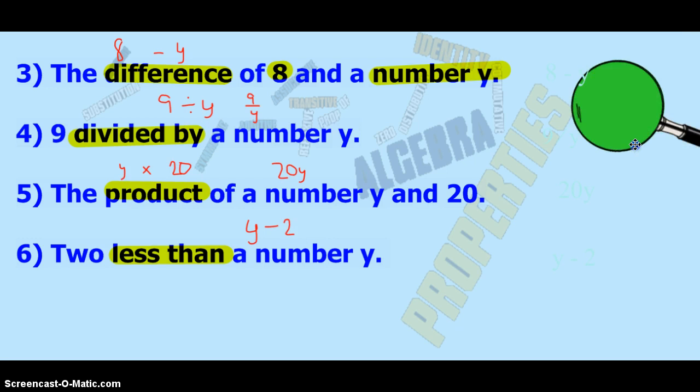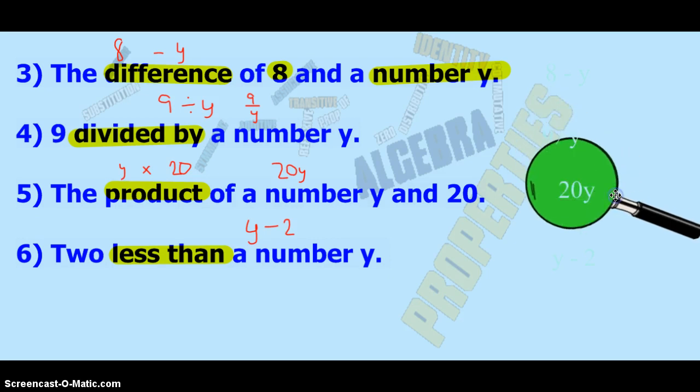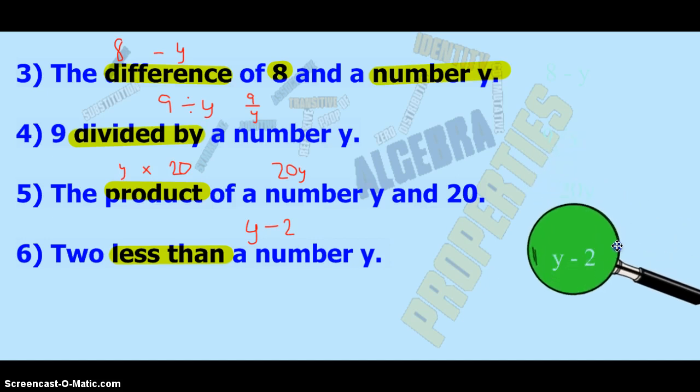So let's check and see if our answers are correct. We said it was 9 divided by y, which is exactly what they have written here, which is in fraction form. And then we said 20y, which is what they have as their answer. And then the last one, let's see if we got this one right. y minus 2. Very good. Good work. Let's do some additional examples.